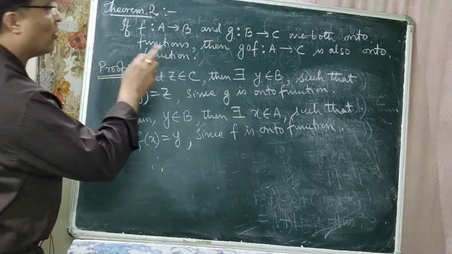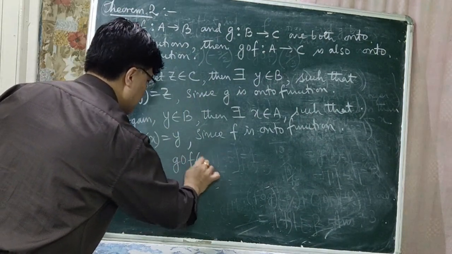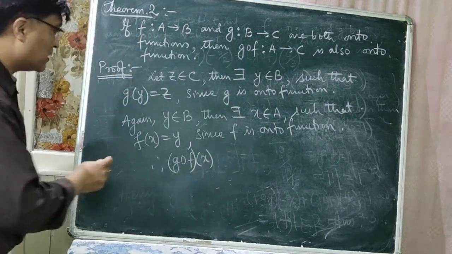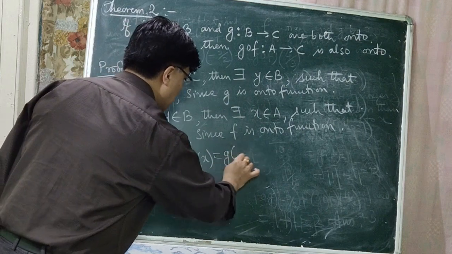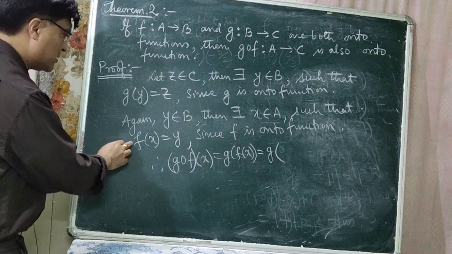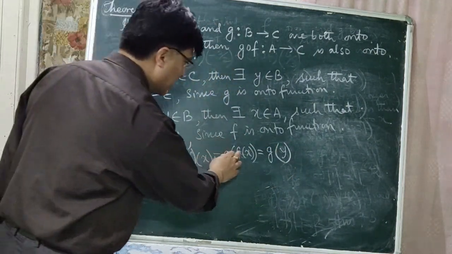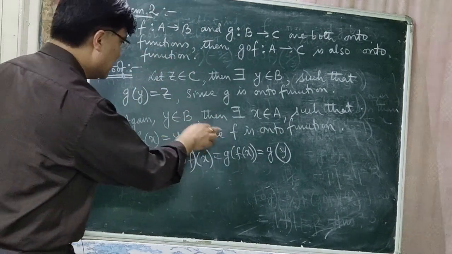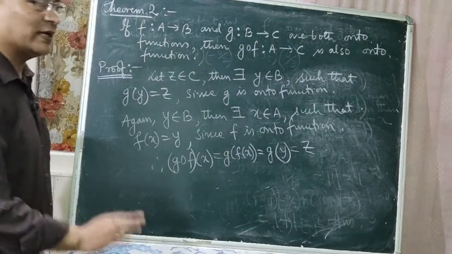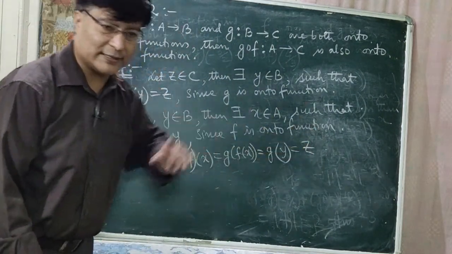Now you have to prove that gof is also an onto function, so you can write gof of x. It is defined as g of f of x, which is equal to g of, what is f of x? F of x is equal to y, and since g is an onto function, g of y is equal to z. So gof of x is equal to z.